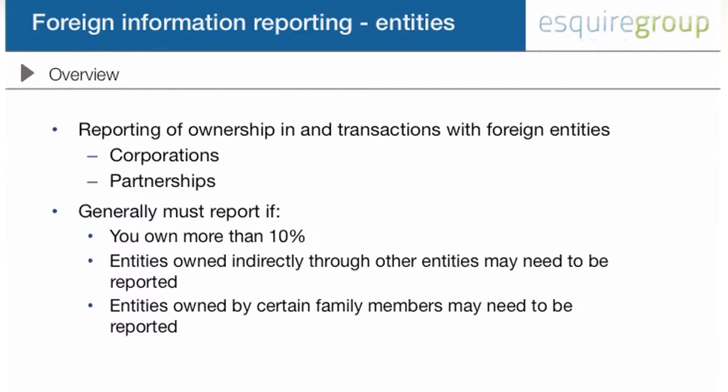There's also something known as constructive ownership. Constructive ownership is that you're deemed to own certain shares that are owned by your family members. So let's say your father owned 5% of a foreign company and you own 5% of a foreign company. Because you and your family members together own 10%, you're going to meet that threshold. You're most likely going to have some filing requirements.